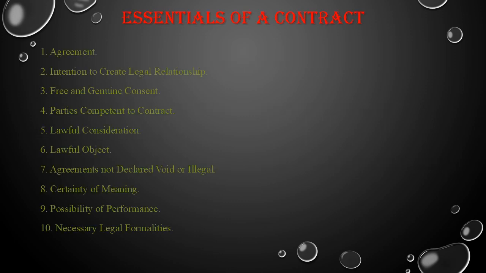The essentials of a contract. A contract must have an agreement, an intention to create the legal relationship, free and genuine consent, parties competent to contract, lawful consideration, lawful object, agreements not declared void or illegal, certainty of meaning, possibility of performance, necessary legal formalities. These are the essentialities of a contract.